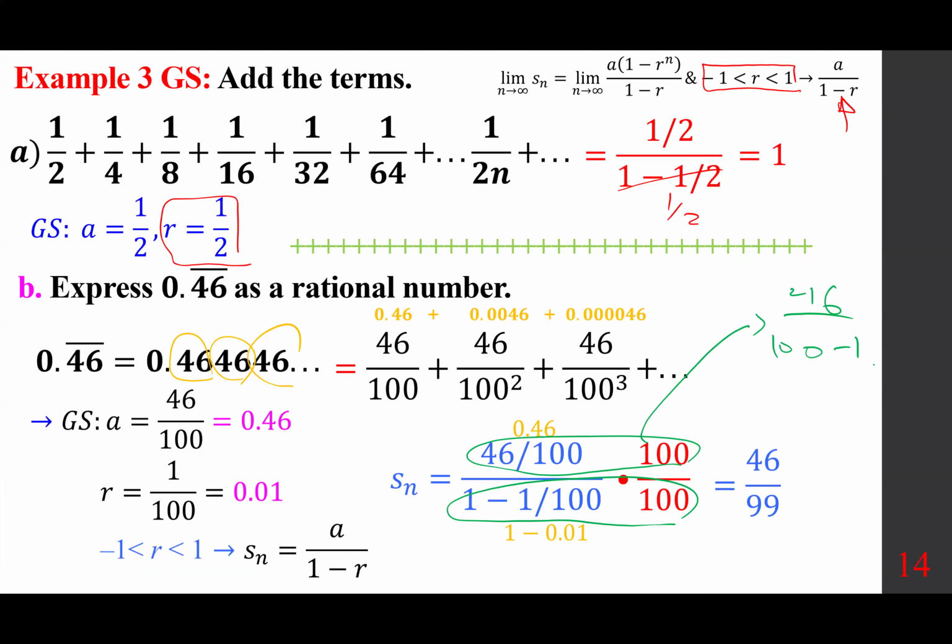Of course, if it can be simplified, you should always simplify it. If you go with the decimal way, 0.46 over 1 minus 0.01, which is 0.99, and I hope you see that if you multiply the top and the bottom by 100, you get the same answer. So it's really not a big deal.